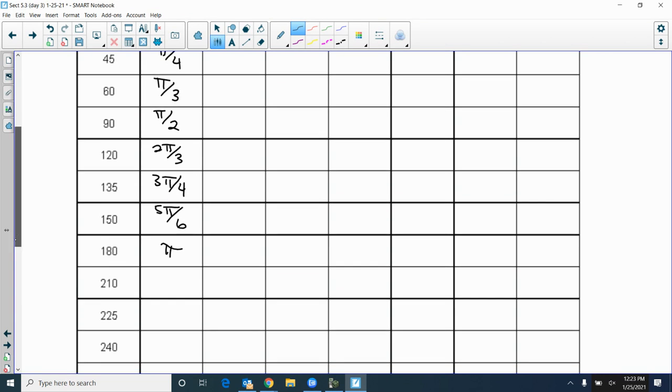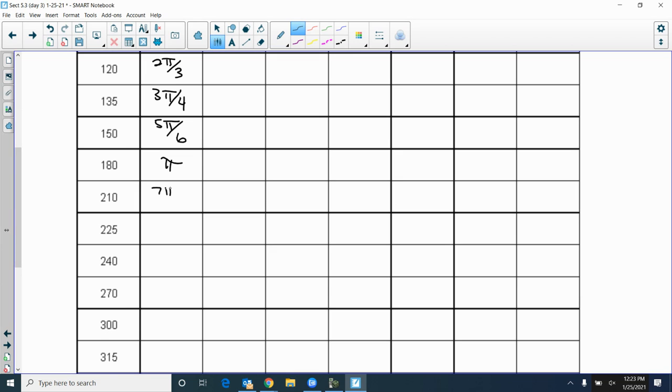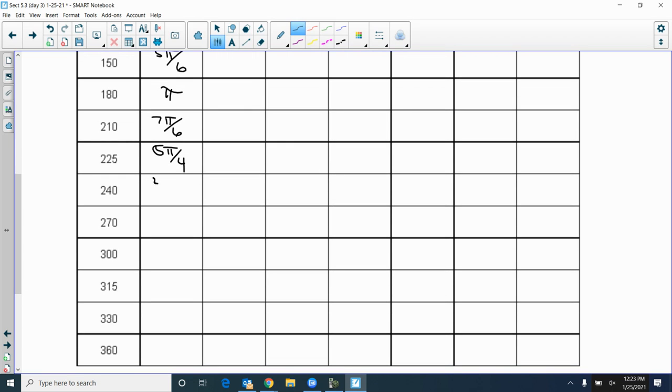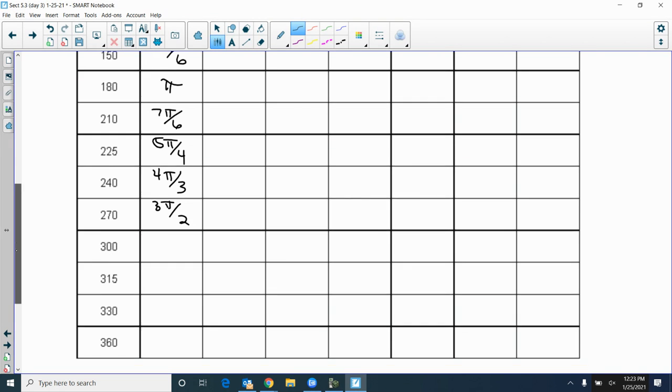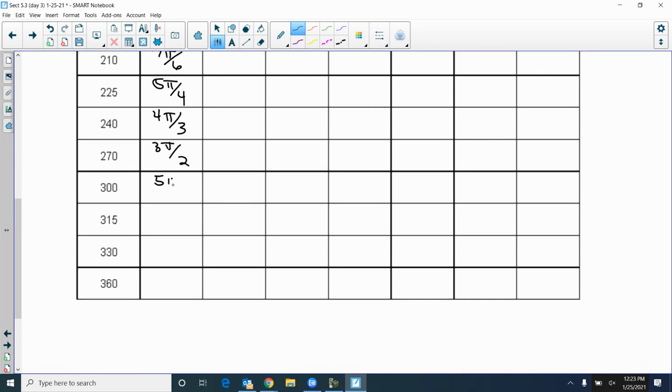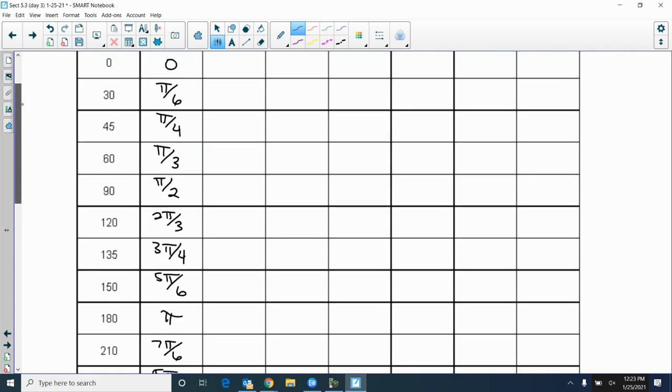180 is pi. 210 is 7 pi over 6. 225, 5 pi over 4. 240, 4 pi over 3. 270, 3 pi over 2. 300, 5 pi over 3. 7 pi over 4 for 315. 11 pi over 6. 2 pi. All right, so we got that. I'm going to start with 30 instead of 0.